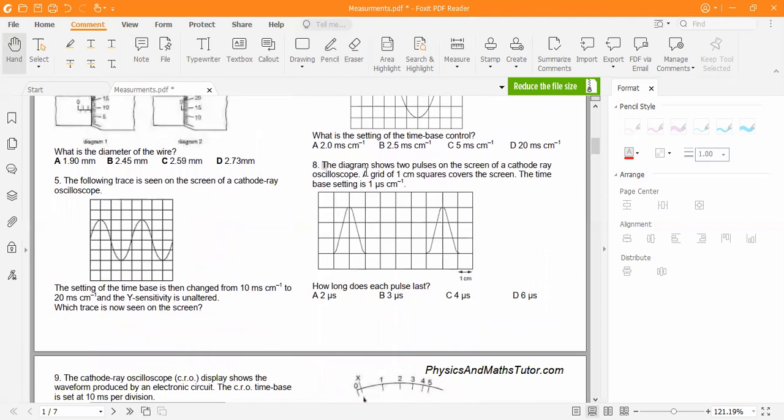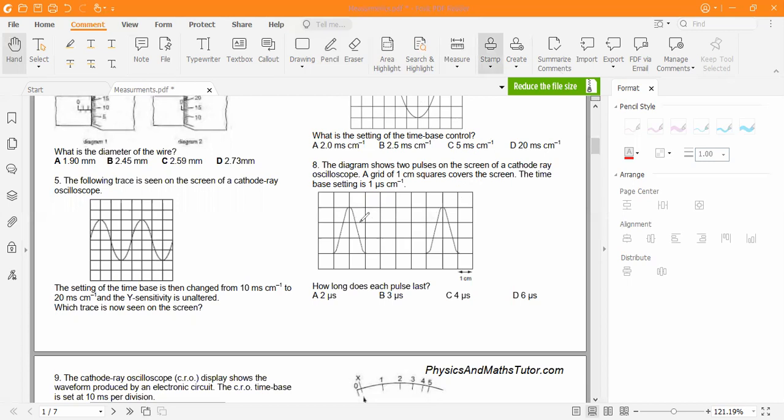Let's do this one, the diagram, question number 8. The diagram shows two pulses on the screen of a cathode ray oscilloscope. A grid of 1 centimeter squares covers the screen. So the length of each of these squares is 1 centimeter, this dimension and this dimension. The time base setting is 1 microsecond per centimeter, so each centimeter represents 1 microsecond.